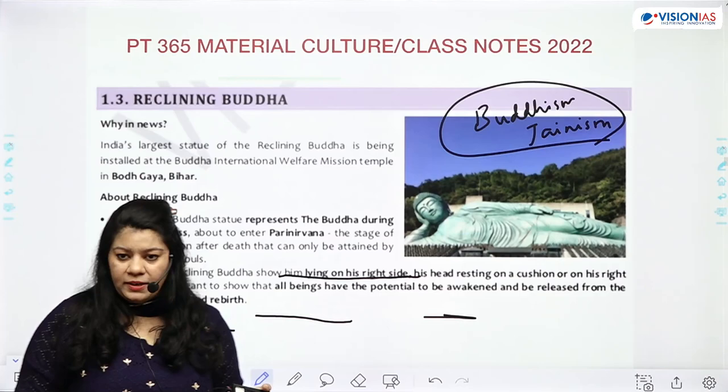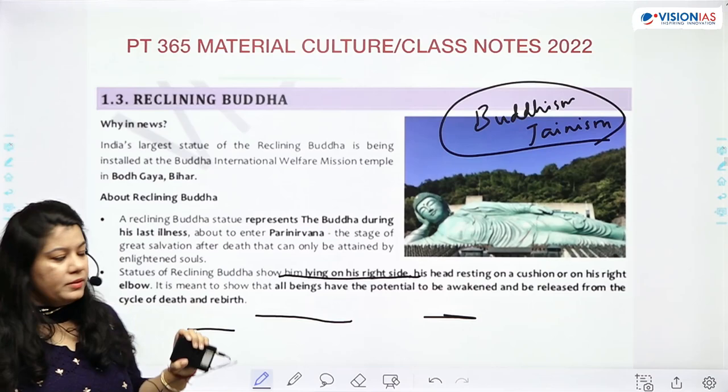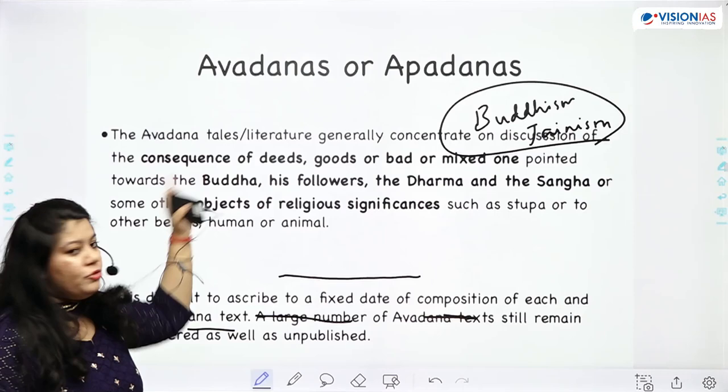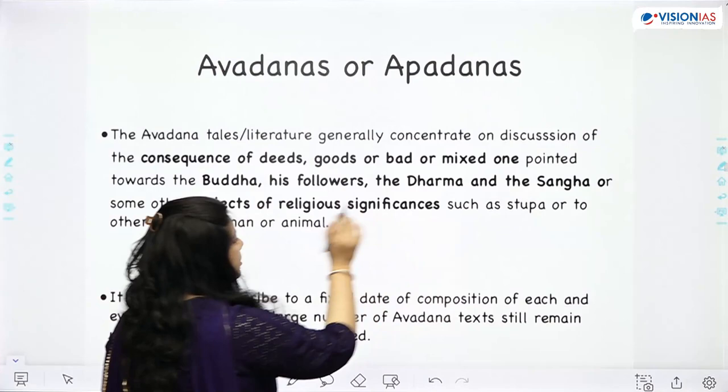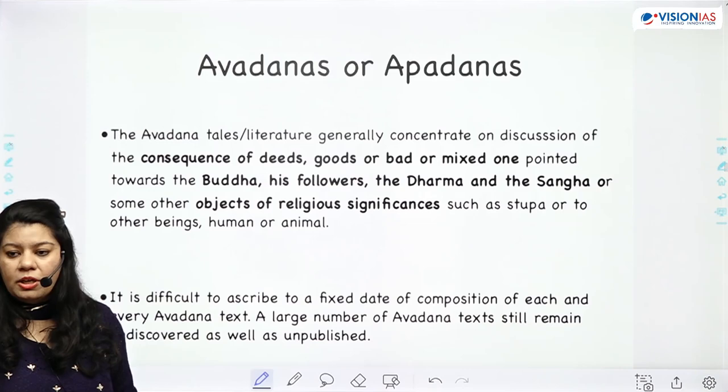Now again, in the PT365 material, you had the reclining Buddha. So in the class notes, I have mentioned Buddhist literature and Avadanas. So if someone knows the basic Buddhist literature, they could easily attempt this question, right?